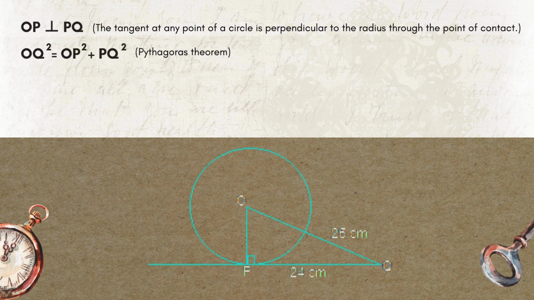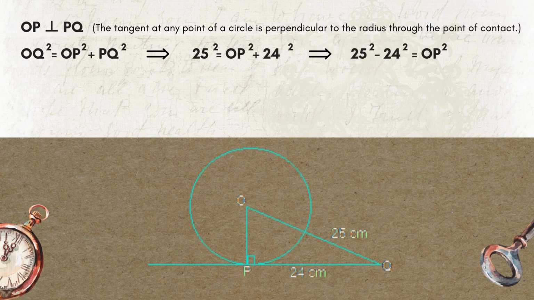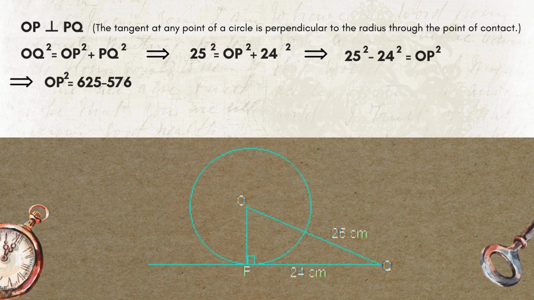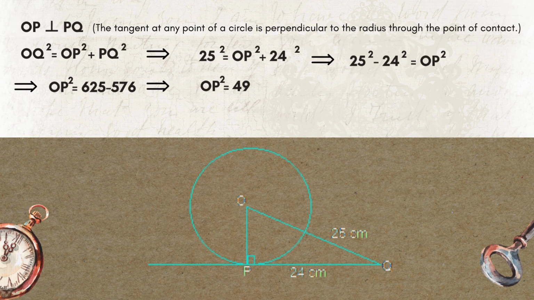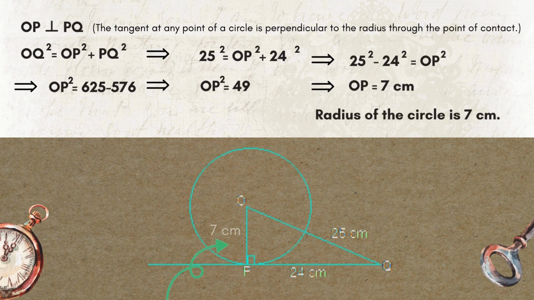Therefore, OQ square is equal to OP square plus PQ square, Pythagoras theorem. This means 25 square is equal to OP square plus 24 square, which means OP square is equal to 25 square minus 24 square. Thus, OP square is 625 minus 576. Or we can say OP square is equal to 49 and thus OP is equal to 7 centimeter.